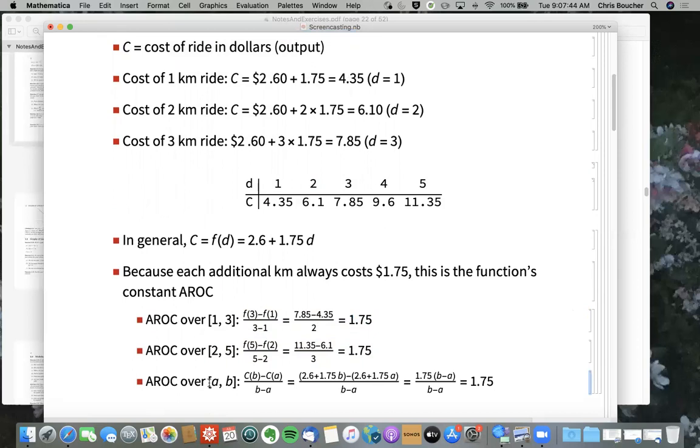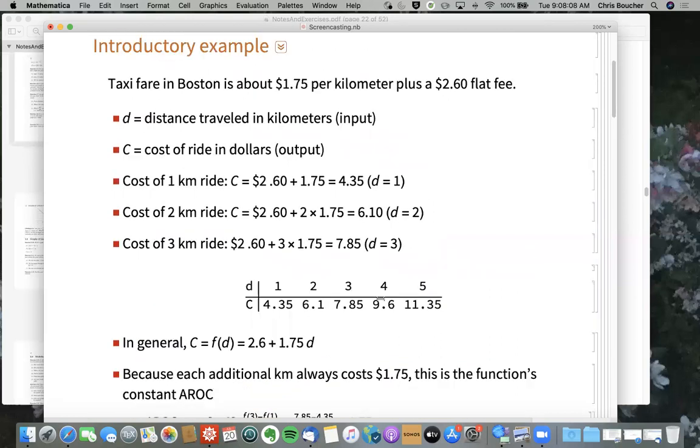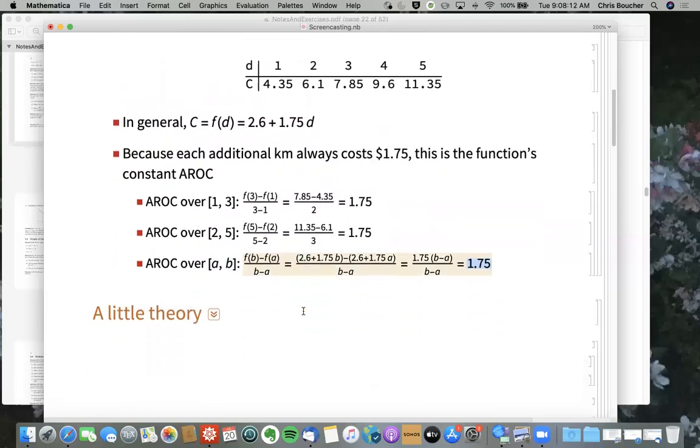And here we do it really abstractly, right? So take an input interval where the endpoints are variables and do this calculation of f of b minus f of a over b minus a. And so there's a little bit of algebra involved because there are variables. But if you do the simplifications, you'll find that everything cancels and you get 1.75. So the key here, again, is this per kilometer charge is the constant average rate of change of the function.